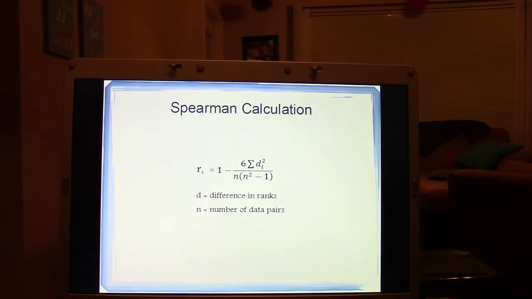The values can range from positive one to negative one. A positive one will be a perfect association. If there is a 0, there is no association between the ranks at all. If there is a negative one, it is a perfect negative association.